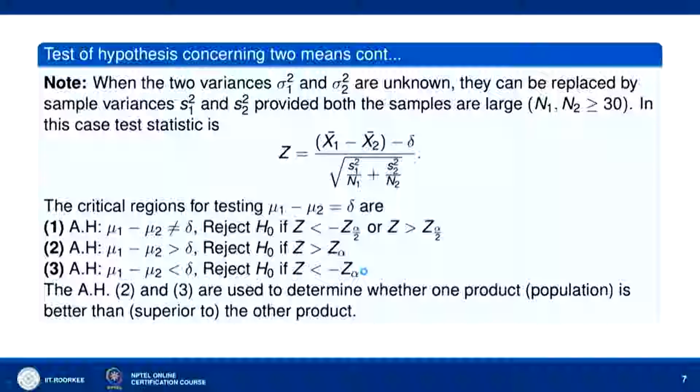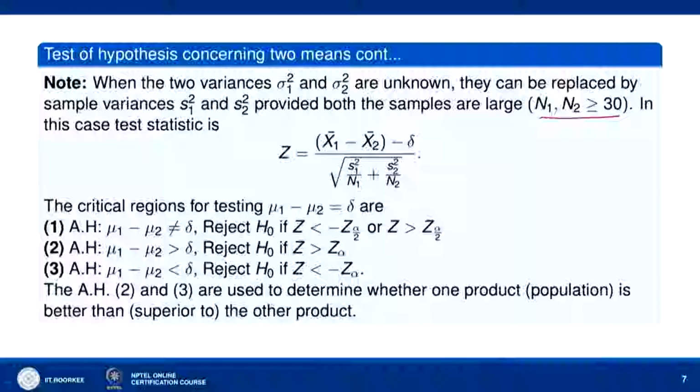x2 bar minus delta divided by the square root of sigma 1 squared by n1 plus sigma 2 squared by n2. Now, when the two variances sigma 1 squared and sigma 2 squared are unknown, they can be replaced by sample variances s1 squared and s2 squared, provided both the samples are large, that is, n1 and n2 must be greater than or equal to 30. In this case, the test statistic will be z equal to x1 bar minus x2 bar minus delta divided by the square root of s1 squared by n1 plus s2 squared by n2.